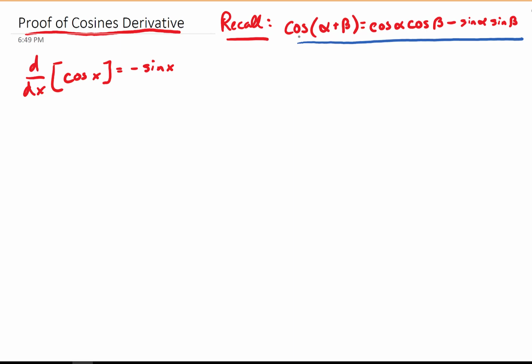And to do so, we're going to need to know how to work with the cosine of the sum of two angles. So we've got this identity here that we're going to need in the middle of this proof very soon, actually. So let's get into it.